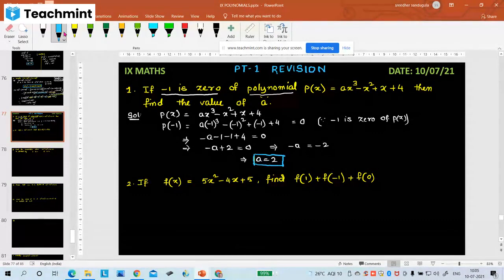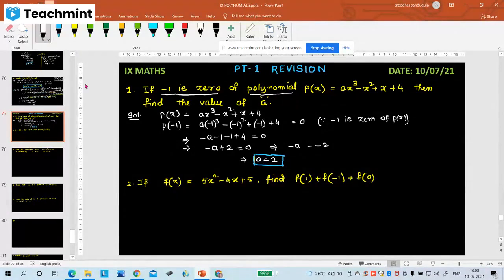So now let us see another problem I have taken here. This is also a short answer type question. Generally, the questions will be given for 1 mark and 2 marks. Mostly these will be given for 2 marks. So here f of x is given. It is asked to find the value of f of 1 plus f of minus 1 plus f of 0. So separately first we need to find what is f of 1, what is f of minus 1, what is f of 0.